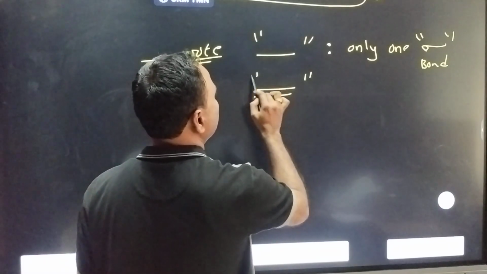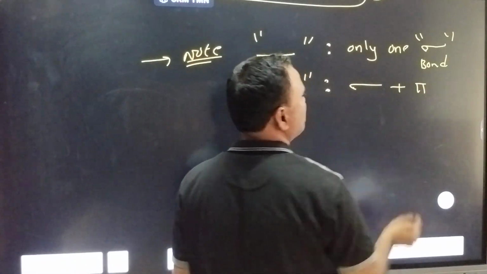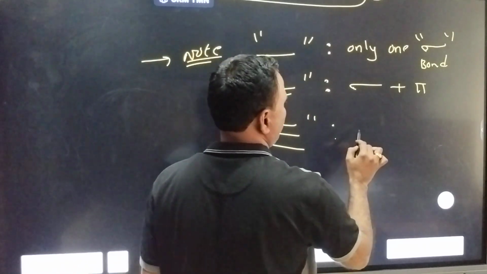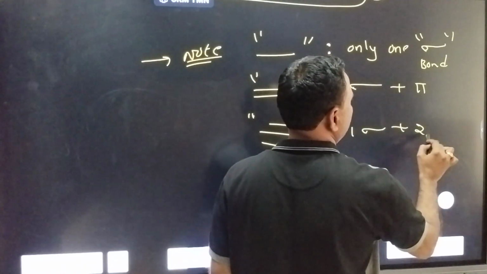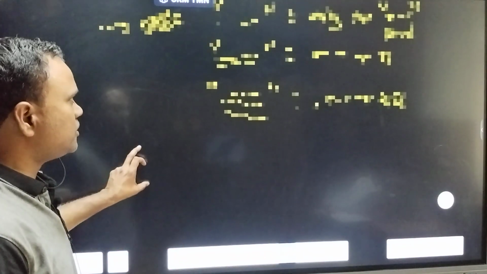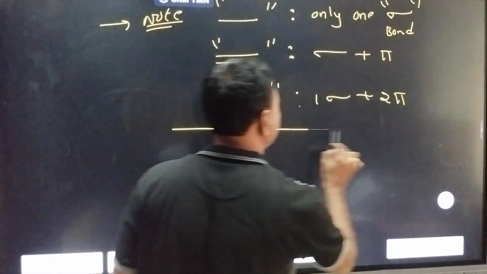Double bond contains how many? One sigma bond plus one pi bond. Triple bond contains one sigma, two pi. All right. And some additional information on sigma and pi bonds.